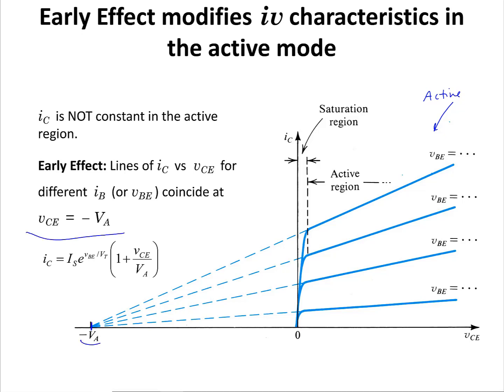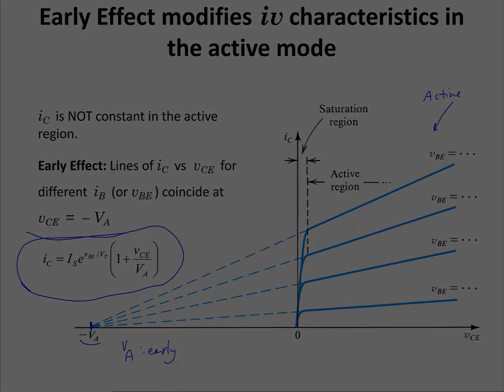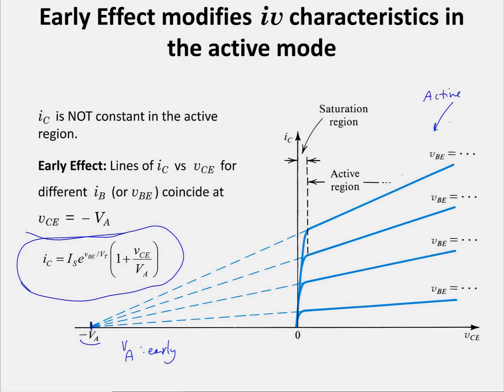This voltage is called VA, the early voltage, and it's a large value for BJTs. It's in the range of 50 volts to 100 volts. And the nonlinear equation for the collector current has a component that is related to VCE, and when VCE increases, the value of IC is also going to increase.